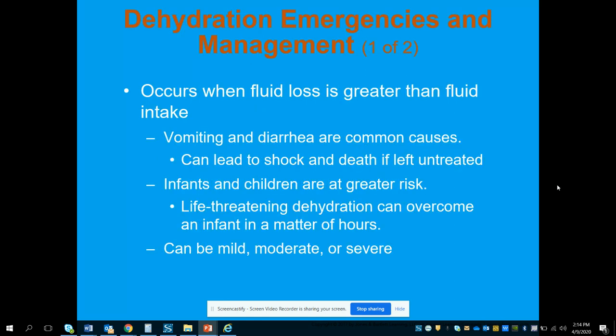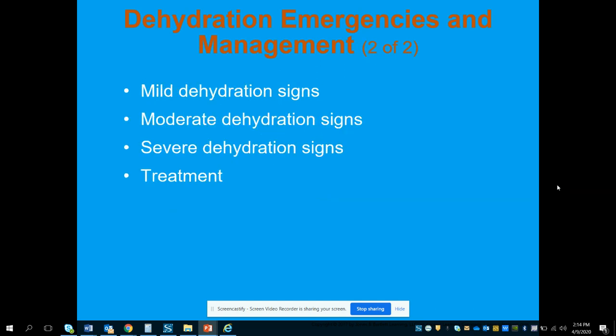Dehydration emergencies, these occur when fluid loss is greater than fluid intake, so vomiting and diarrhea are common causes and can lead to shock and death. Infants and very small children are at the greatest risk. This can happen in a matter of hours if they're not able to eat, that they can become dehydrated to the point of it being a life threat. So that dehydration can be mild, moderate, or severe.